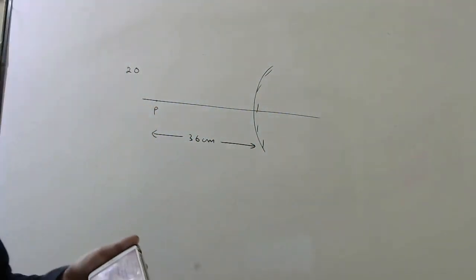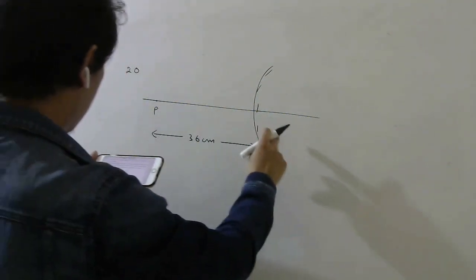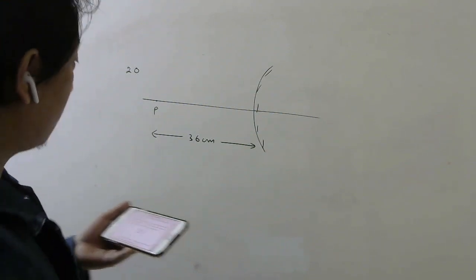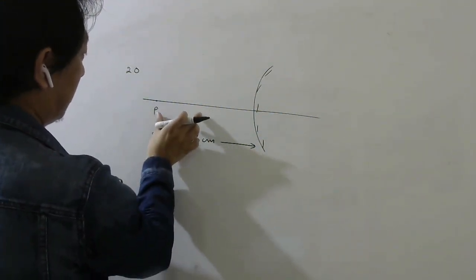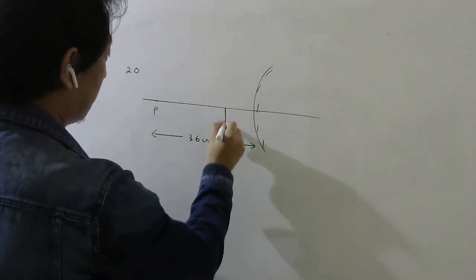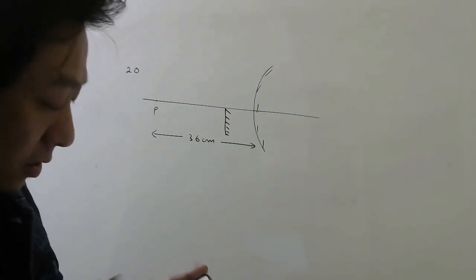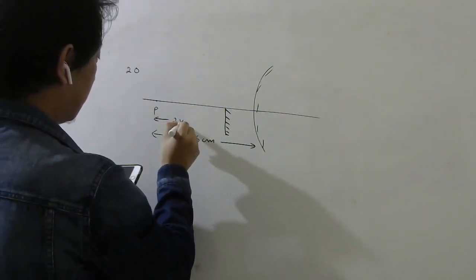Okay. A plane mirror is placed between the object and the convex mirror at a distance of 24 centimeter from the object. So this will be, half of this will be 18. So 24 means somewhere here. So this is your plane mirror. This is the way they have kept it in the diagram. So this is 24 centimeter.